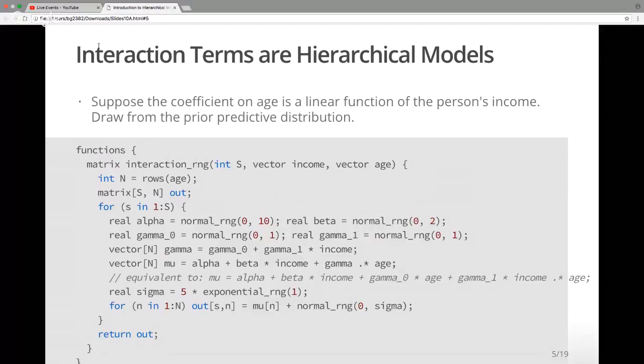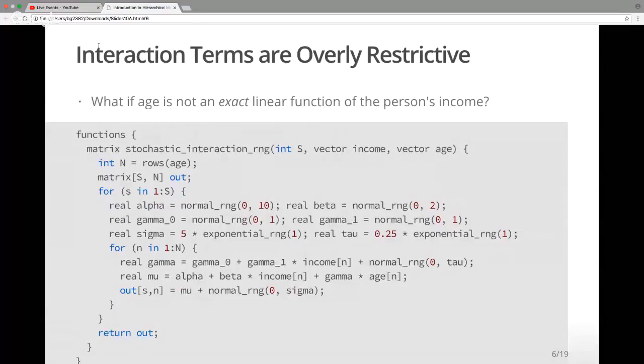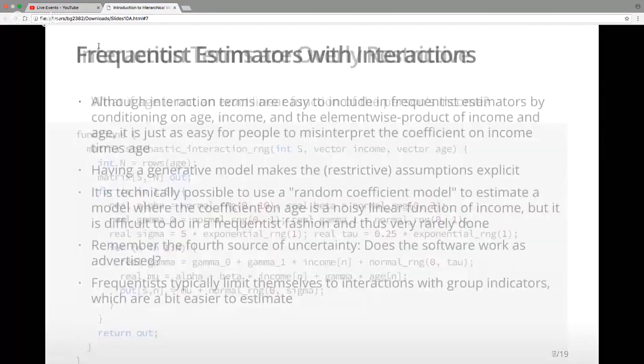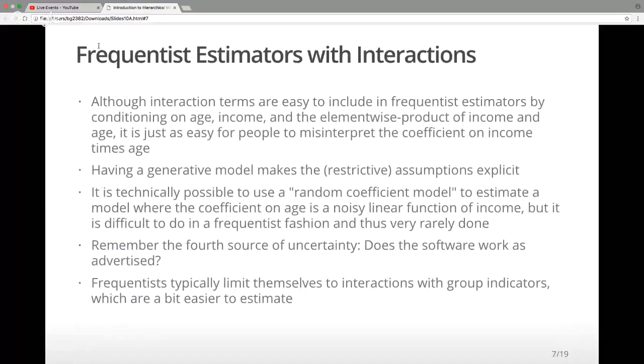that the coefficient on age is an exact linear function of income, the conclusions that they get out probably have more precision and more certainty than what could be justified, because they basically said, I know for sure the coefficient on income is the exact linear function of age, when they don't know that for sure by any stretch of the imagination. It's just that's what their software permits them to do. Stan permits you to do basically anything you want, and you should want to do models that are realistic.